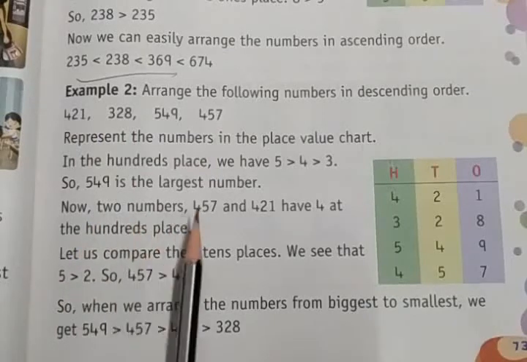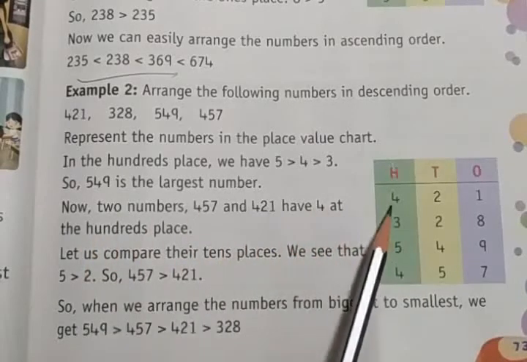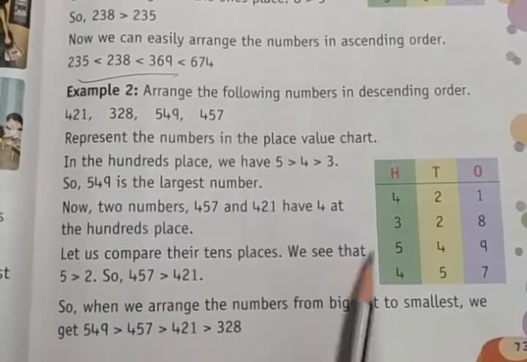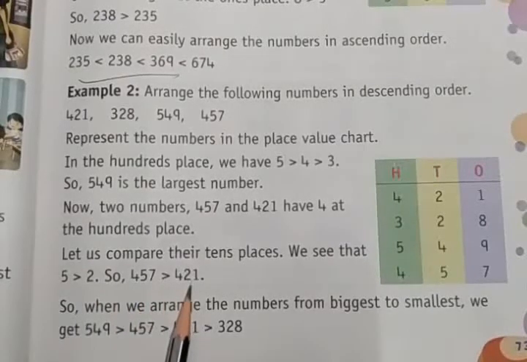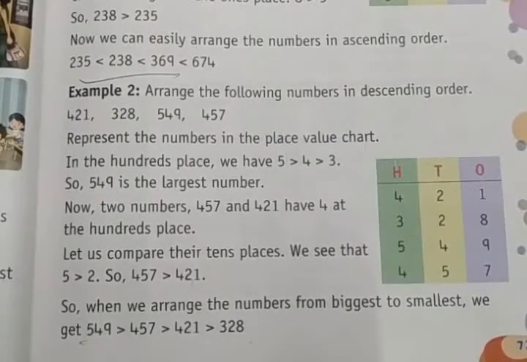Now, the two numbers 457 and 421 have 4 at the hundreds place. Let us now compare their tens value. We see 5 is greater than 2, so 457 is greater than 421. So we arrange the numbers from the biggest to the smallest: 549 is the biggest number in this given group. 549 is greater than 457 is greater than 421 is greater than 328. This, biggest number to the smallest number, is called descending order.